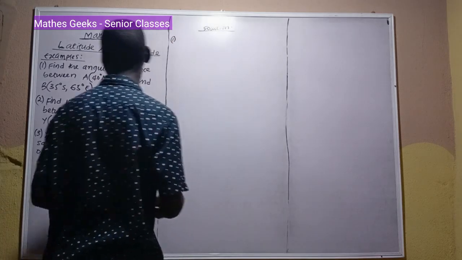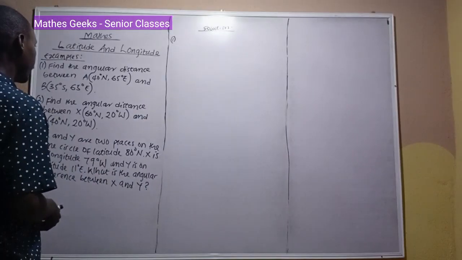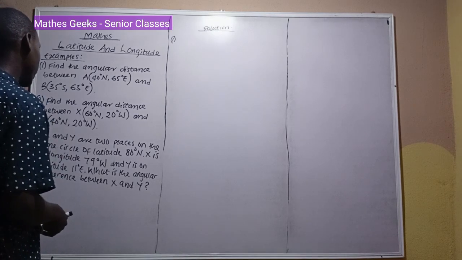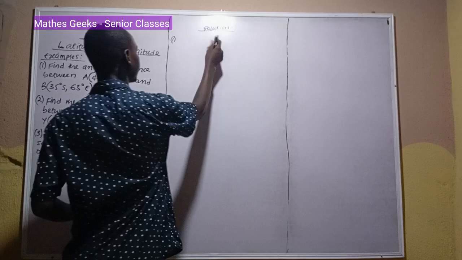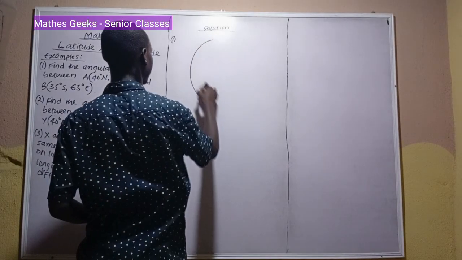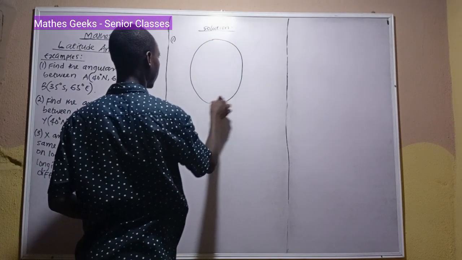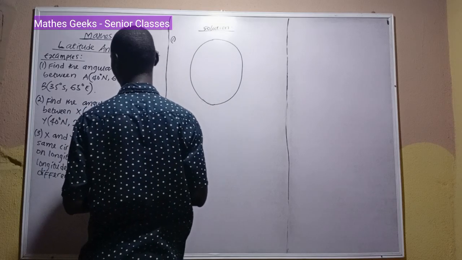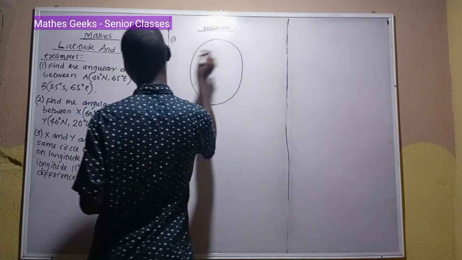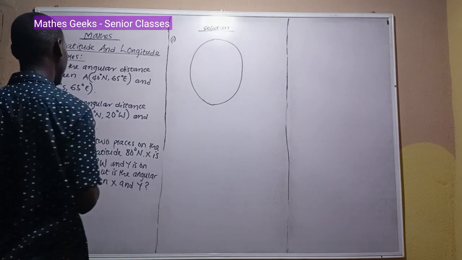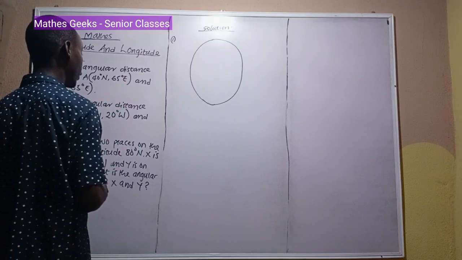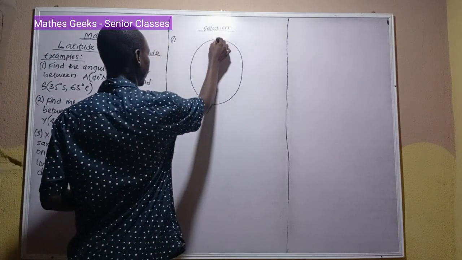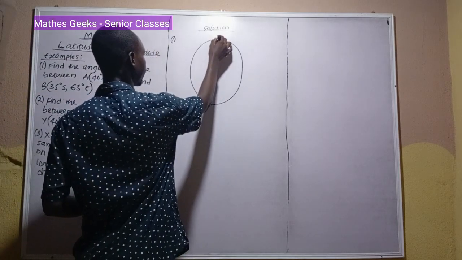Solution number 1. Find the angular distance between A 40 degrees north, 65 degrees east, and B 35 degrees south and 65 degrees east. So from what we're given, both A and B are on the same line of longitude, 65 degrees east. So we'll get our north.